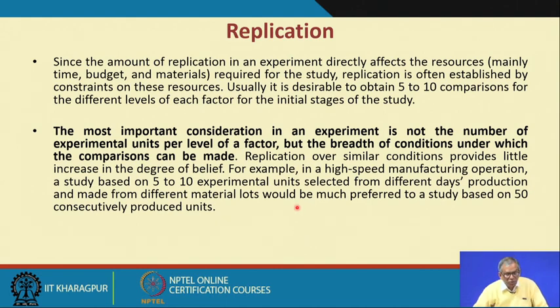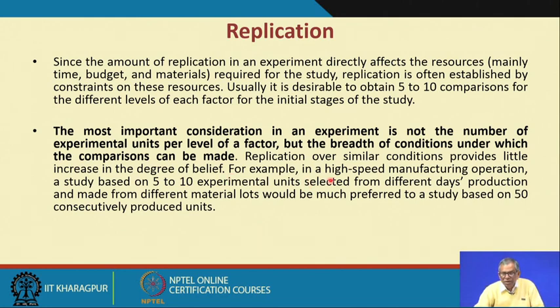The most important consideration in an experiment is not the number of experimental units per level of a factor, but the breadth of conditions under which the comparisons can be made. Replication over similar conditions provides little increase in the degree of belief. Okay, so you need to change the conditions many a time.